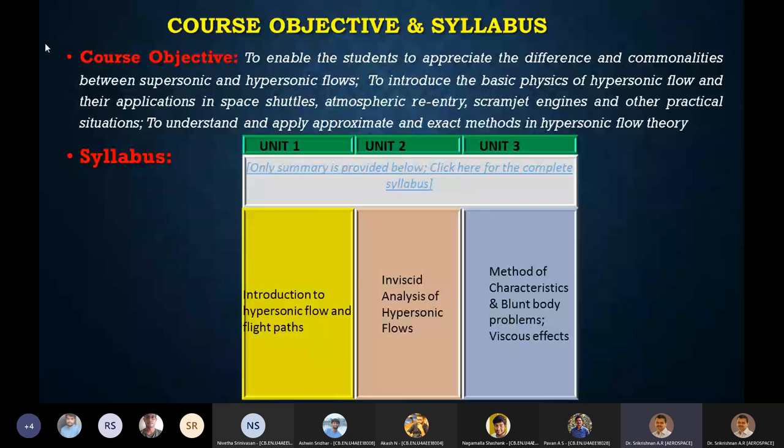And the third part is primarily the study of method of characteristics and blunt body flow problems, and viscous flow and heat transfer in hypersonic flow. So this is roughly the division of the major topics. In the slides, I have given the complete syllabus, which you can go through at your leisure after I share this on MS Teams.